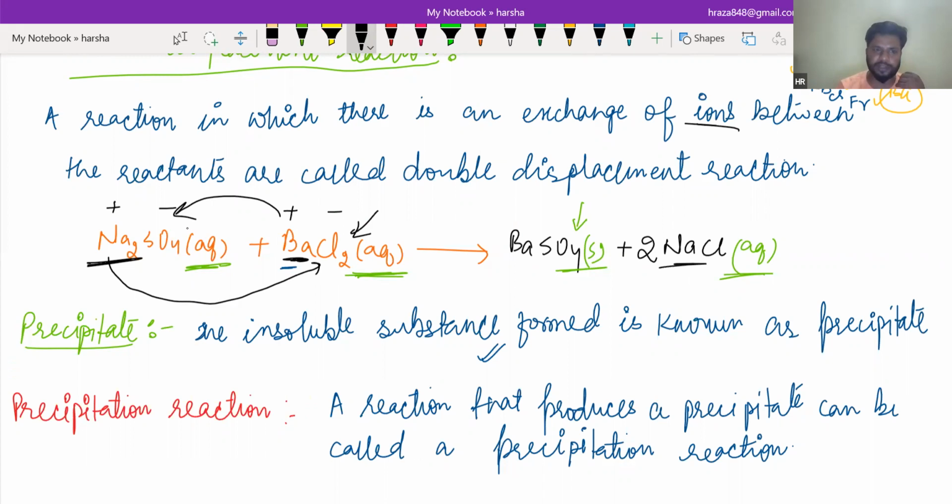But when it comes to this positive charge and this negative charge, it will be BaSO4, barium sulfate in solid state. That means this product is basically insoluble. That is called a precipitate, and this reaction will also be called a precipitation reaction. Can I move to the next part? Yes, sir.